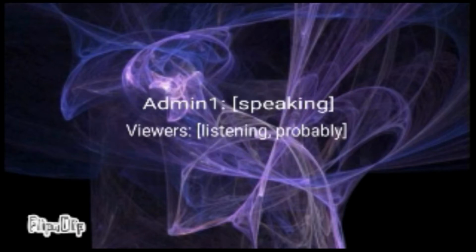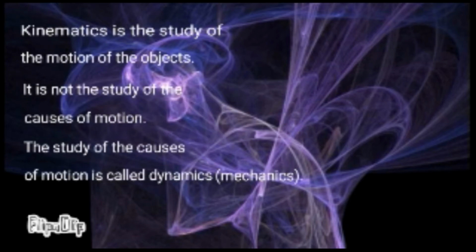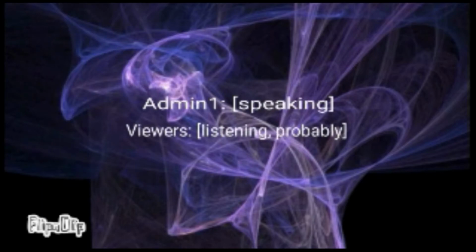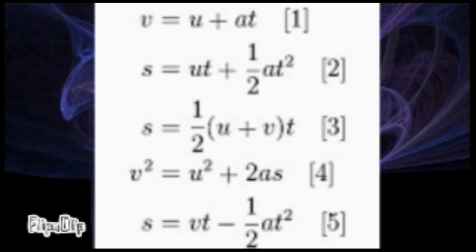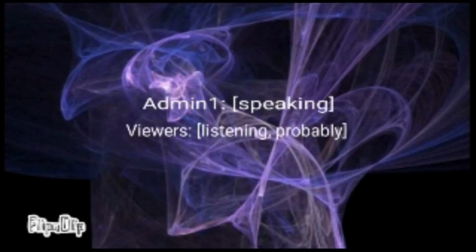Before going into the topic, let us understand what kinematics is. Kinematics is the study of the motion of objects. It does not study the cause of the motion. The study of the cause of motion is called dynamics. Today we are going to learn about speed, velocity, acceleration, 5 equations of motion, and much more. So let's begin.